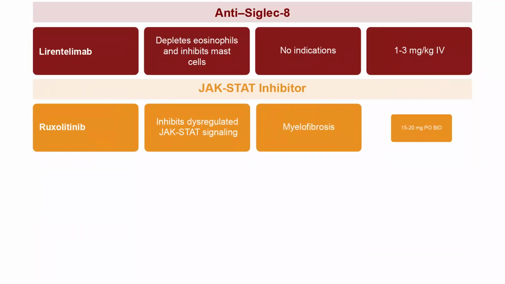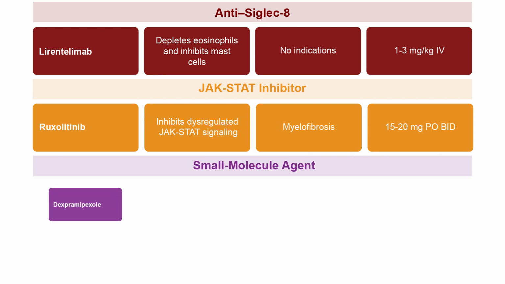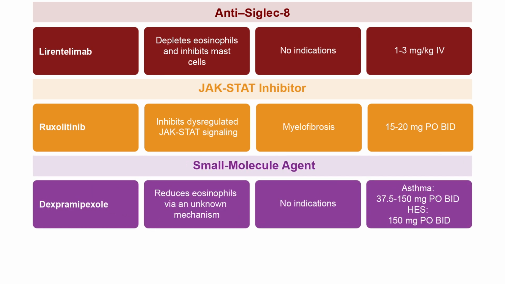There are other medications that have been looked at in a variety of eosinophilic conditions, including small molecule therapies. One of these is a kinase inhibitor called ruxolitinib, which inhibits JAK-STAT signaling and is indicated for myelofibrosis. A phase 2 study is ongoing for hypereosinophilic syndrome, and it's also dosed orally. Another small molecule agent called dexpramipexole works through an unknown mechanism. It currently has no indications, but a pilot study was positive for hypereosinophilic syndrome, and the phase 2 results for eosinophilic asthma were promising. This is also an oral agent.